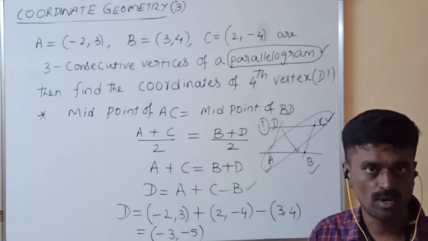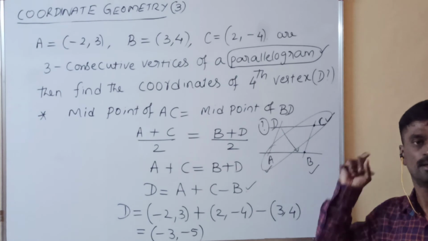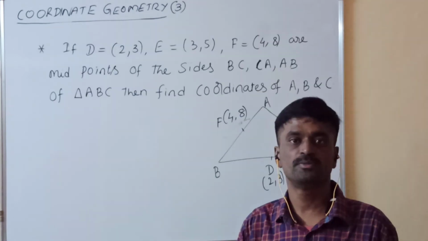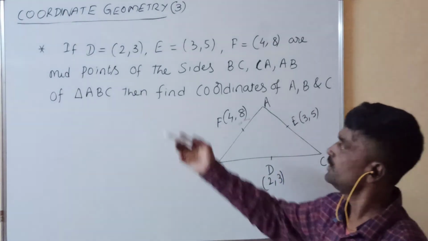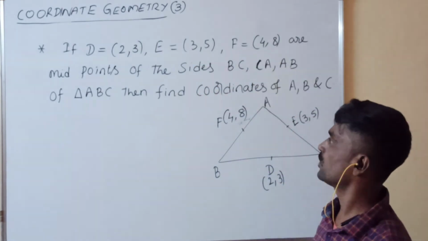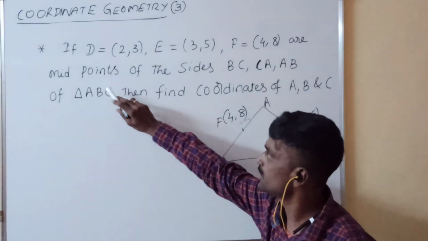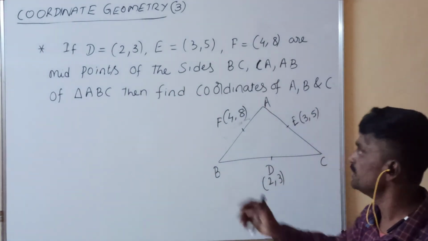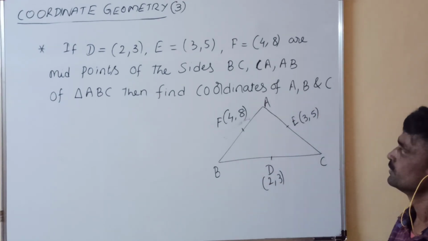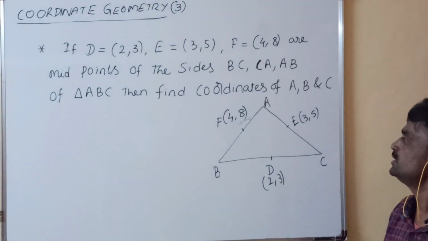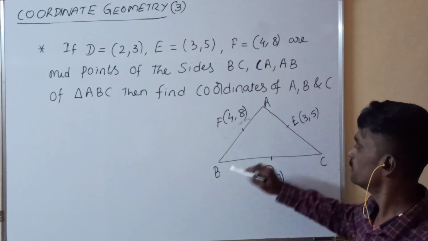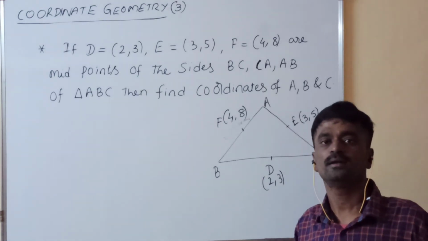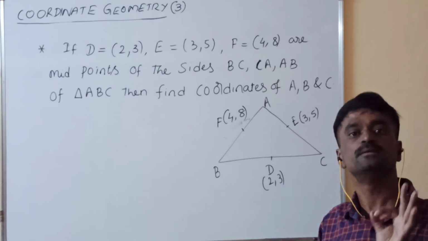Because I am going to solve one more problem now, and I am going to use this logic in that problem. Okay. Problem in this session. So given D coordinates, E coordinates and F coordinates, and those are the points which are the midpoints of the sides BC, AC and AB of the triangle ABC. Then find the coordinates of A, B and C. That means we have to find coordinates of vertices of the triangle A, B and C. So how can we find them immediately, easily and simply?